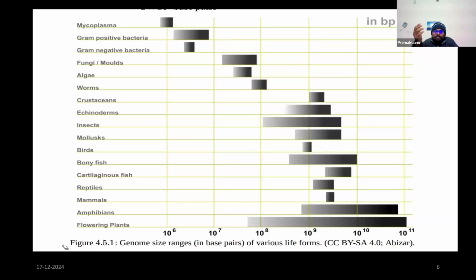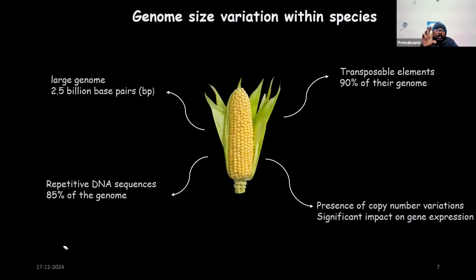For example, this is the genome size of different organisms. In any news or any paper, you will get it. Please at least remember the genome size of the model organisms. Then, if you look at maize as an example, it has 2.5 billion base pairs, which means nearly 2500 MB or 2.5 GB.